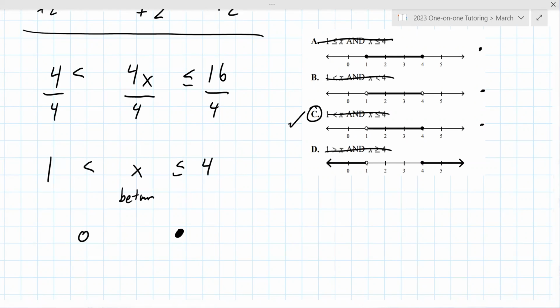All right, let me find a couple more of these that we can do. All right, here is, I don't want to do that one.